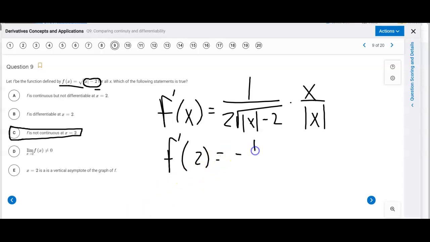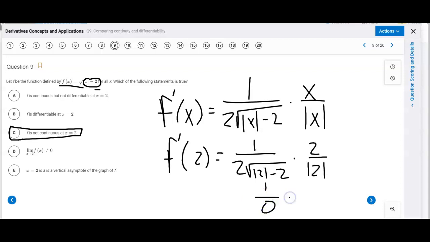Well, what happens if I plug in 2? Well, I end up with 1 over 0 times 1. And this is undefined. So the derivative doesn't exist at 2. So it's not differentiable, so we know it can't be b. This one says it's not differentiable, but it is continuous. This one's looking pretty good right now.